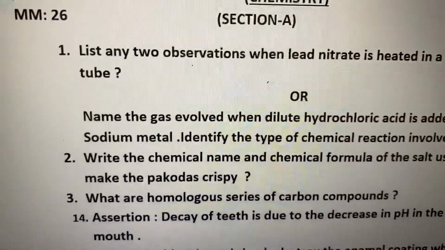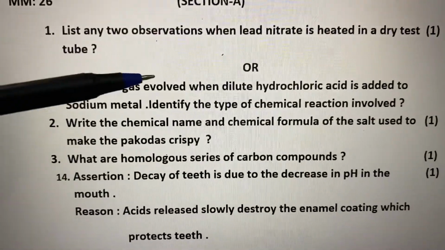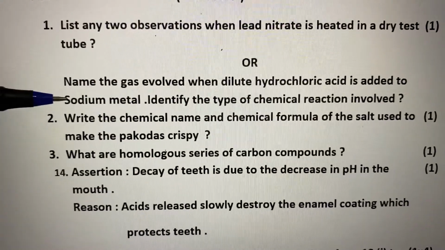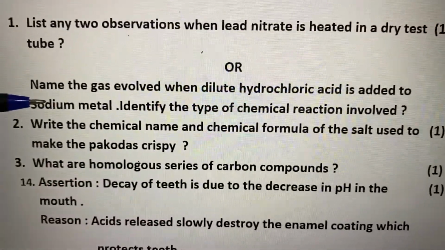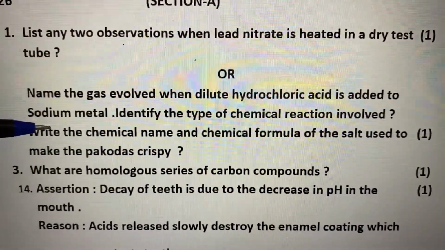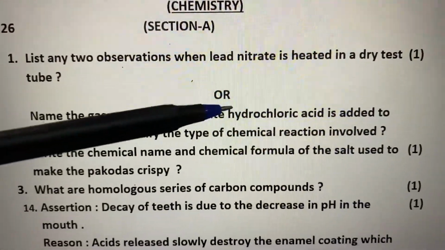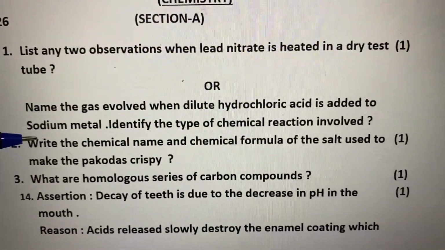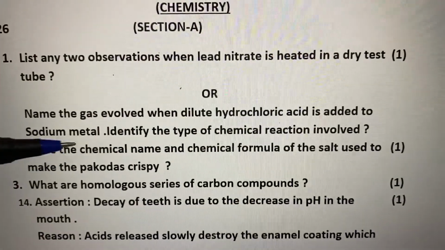In this question, there was an OR option. The second option was: name the gas evolved when dilute hydrochloric acid is added to sodium metal. We all know that when acid is poured over sodium metal, sodium is more reactive than hydrogen. So Na plus HCl: sodium will displace hydrogen from HCl to produce NaCl plus hydrogen gas. So you can see when a metal reacts with an acid, evolution of hydrogen gas takes place.